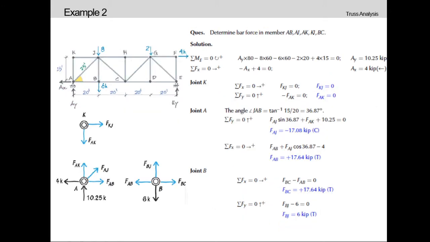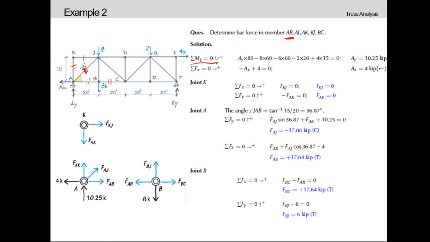And similarly, in our example 2, we are asked to determine the bar force members AB, AJ, AK, KJ, and BC. These members. Now, according to our steps, firstly we need to calculate the support reactions. Here we can see a pin support and a roller support over here.